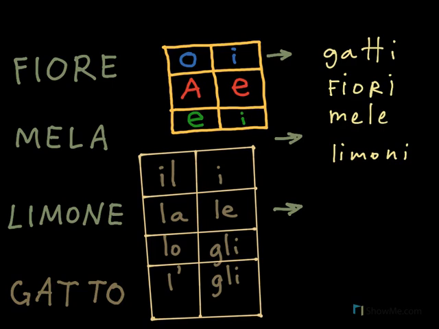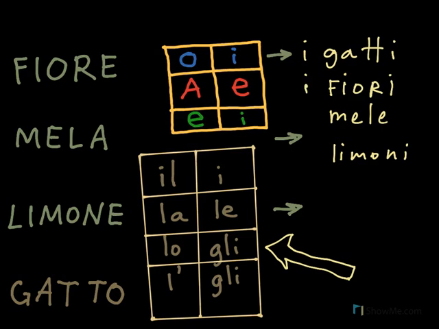Alright, so now you need to decide which definite article you will assign to each one of the words. Gatto was masculine singular, but gatti is plural masculine. So what do you need to do? You need to choose this article, because it will be i gatti. I is plural masculine, gatti is plural masculine. I fiori, because it is plural masculine.